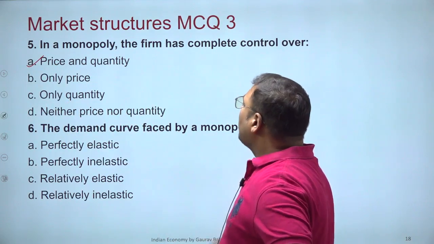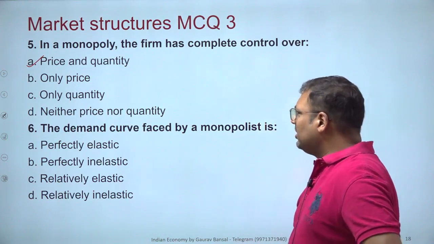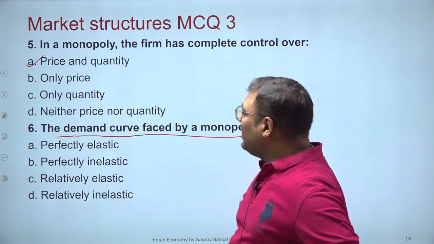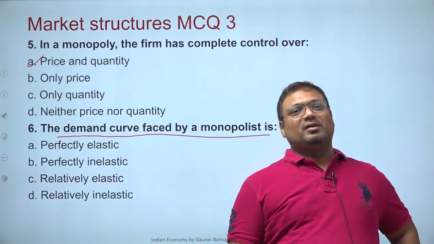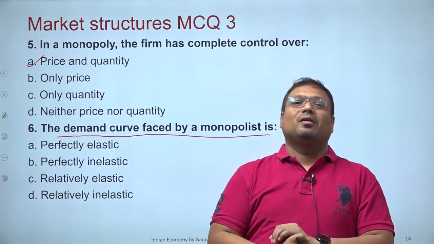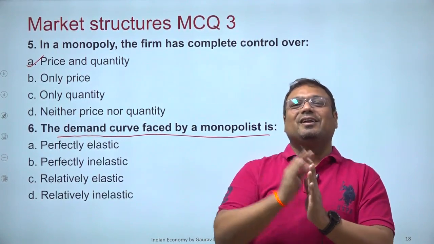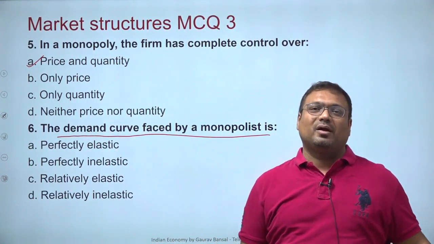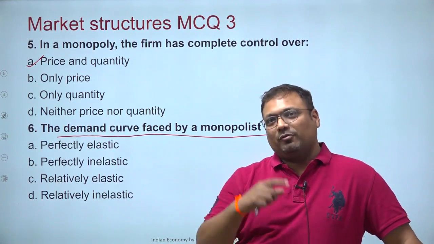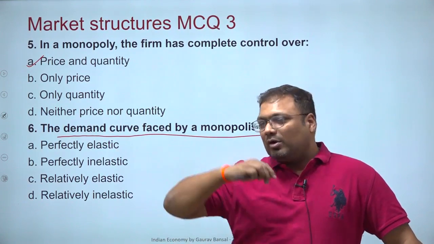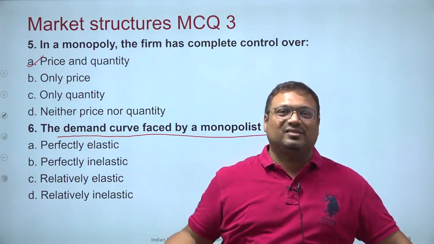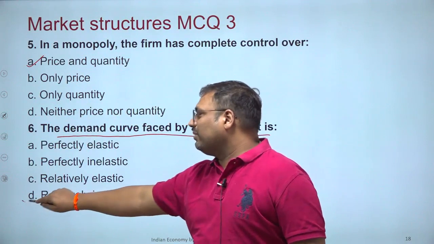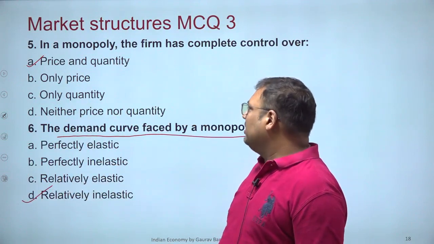Then sixth, the demand curve faced by a monopolist is... tough question. Monopolist supply curve we generally talk about, but what is the demand curve? Think about the demand curve of a monopoly. Let us say there is a producer who sells the product and there is no substitute. That is the only product available in the market. And you are a buyer of that product. What would be your demand curve? Since you do not have any alternative, your flexibility is less. So my demand would be relatively inelastic. Perfectly inelastic, definitely not. Relatively inelastic.